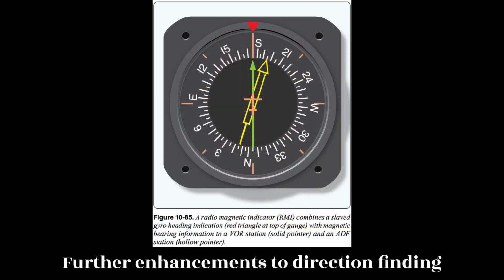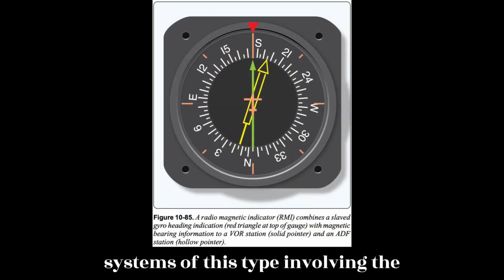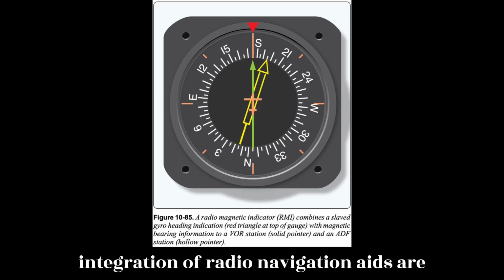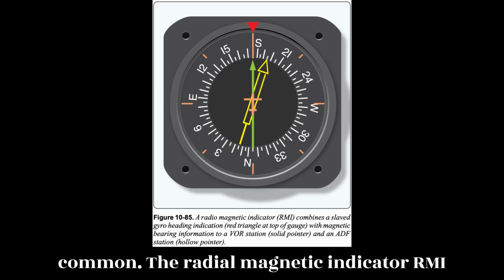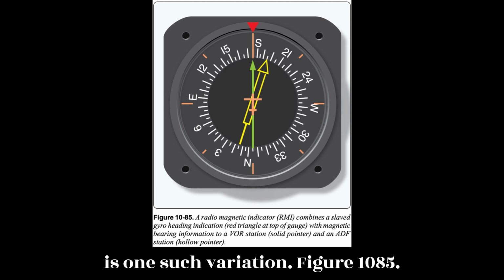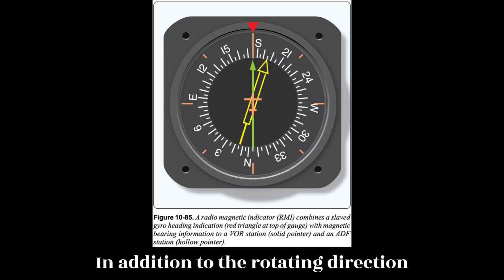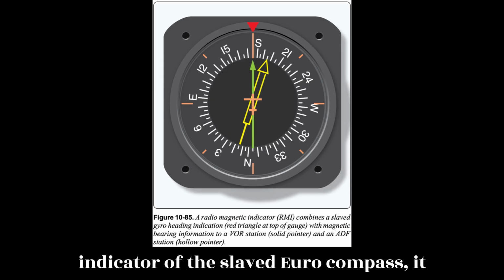Further enhancements to direction-finding systems of this type involving the integration of radio navigation aids are common. The radiomagnetic indicator, RMI, is one such variation. Figure 10-85. In addition to the rotating direction indicator of the slaved gyrocompass, it contains two pointers.